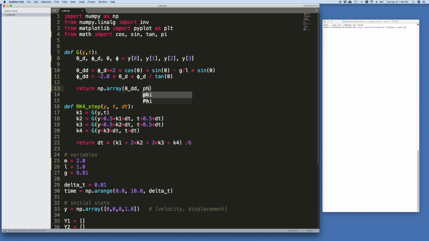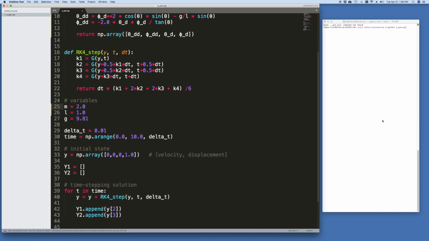Phi double dot. Theta dot. And phi dot. And I've got to put square brackets around that. Okay, this is my vector G that we defined on the previous slide. That's exactly it. It's got the accelerations in the top 2 elements and the velocities in the bottom 2.